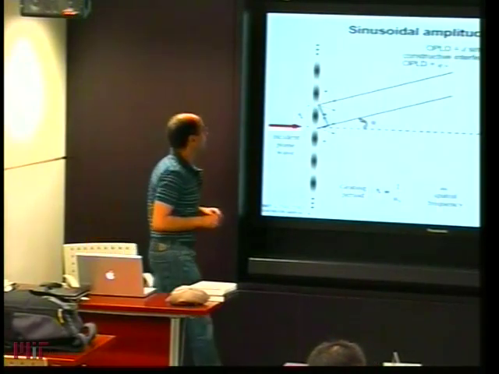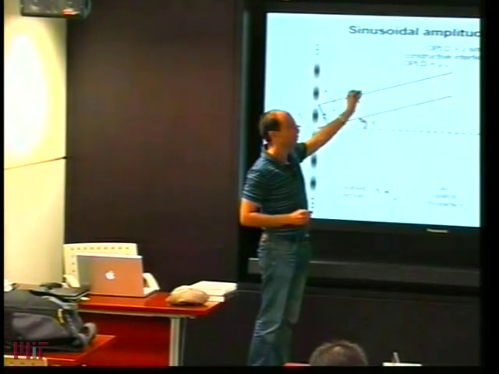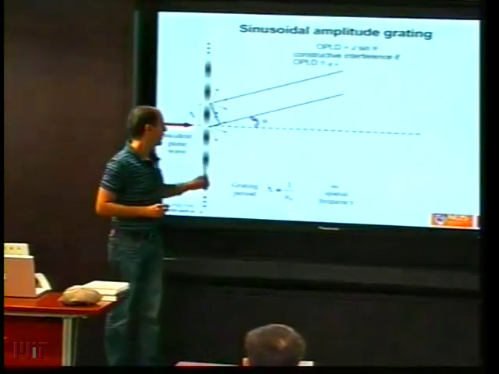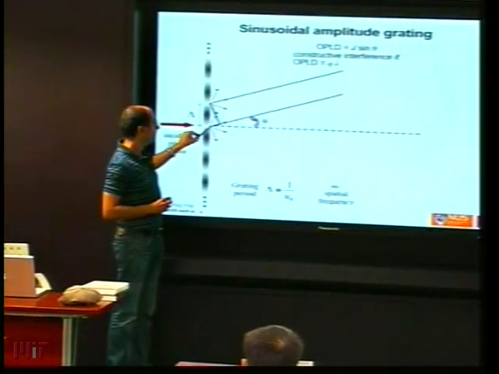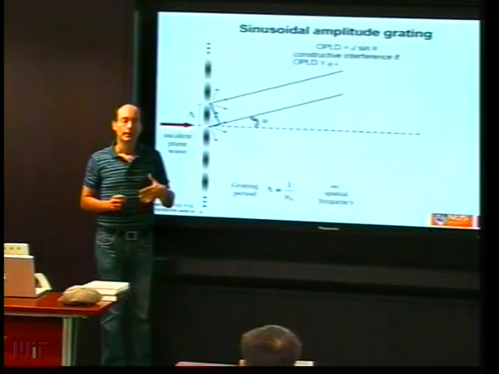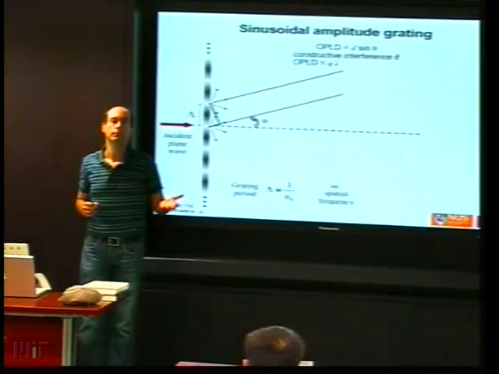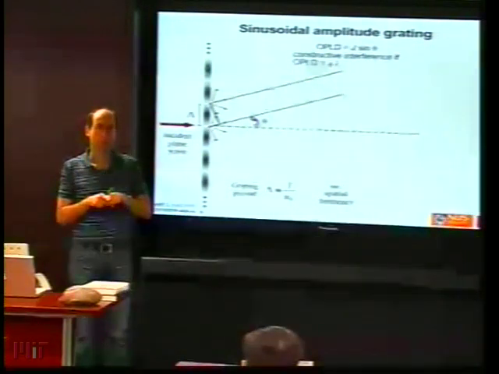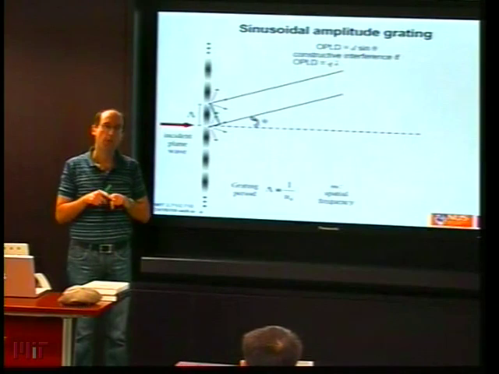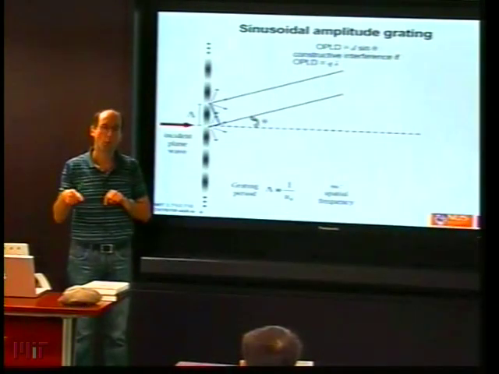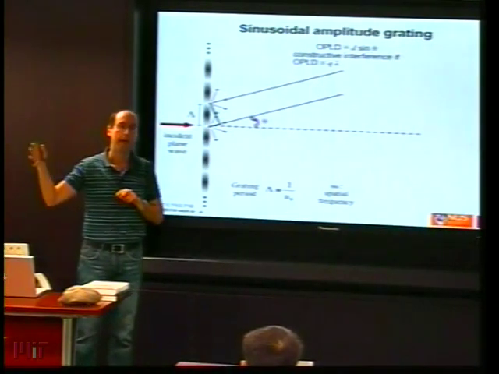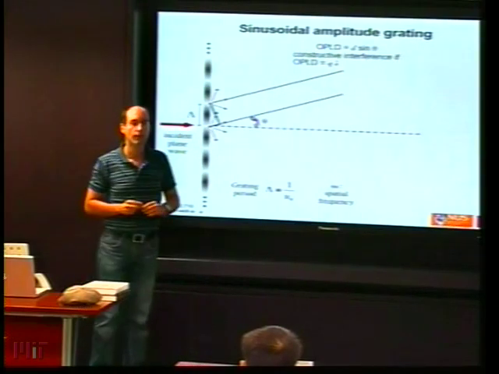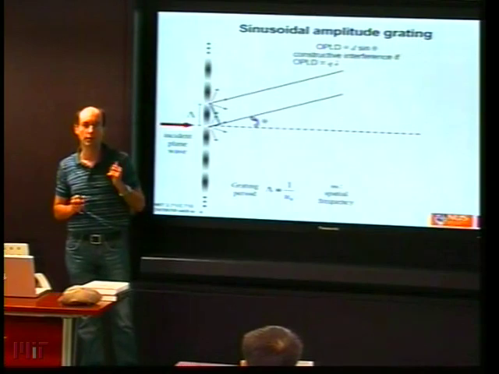Okay, so with this little fix that OPLD equals the period of the grating times sine theta, we can see now that if this quantity, the OPLD, equals a wavelength, then the two rays are actually in phase. And not only one wavelength, it might equal two wavelengths, three wavelengths, any integral number of wavelengths, then these two waves are in phase. Therefore, they interfere constructively.